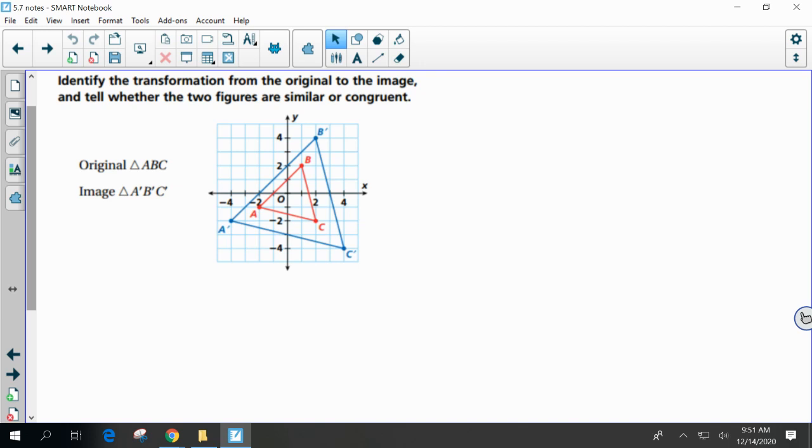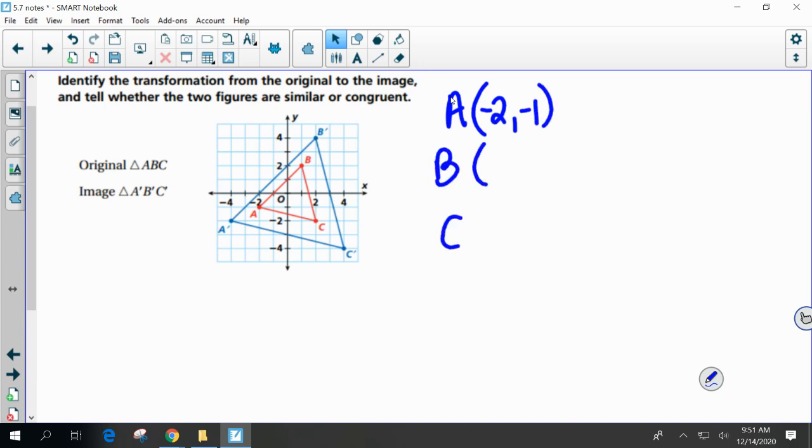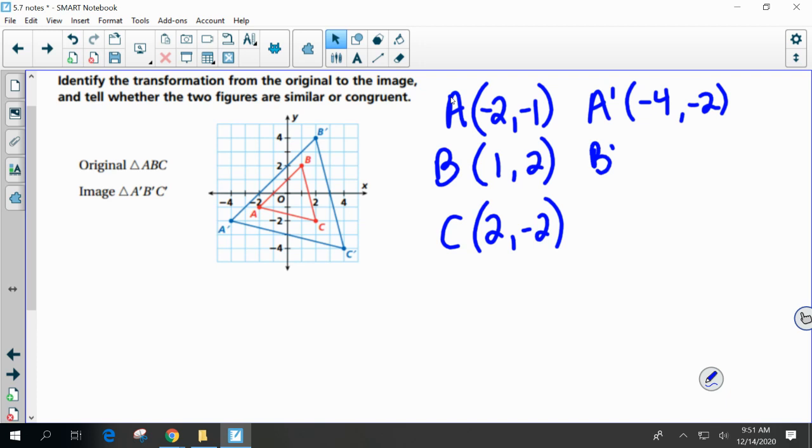So for A, it would be -2, -1. B is 1, 2, and C is 2, -2. Okay, so then I'm going to list out my prime coordinates. So A prime is -4, -2. B prime is 2, 4. And C prime is 4, -4.